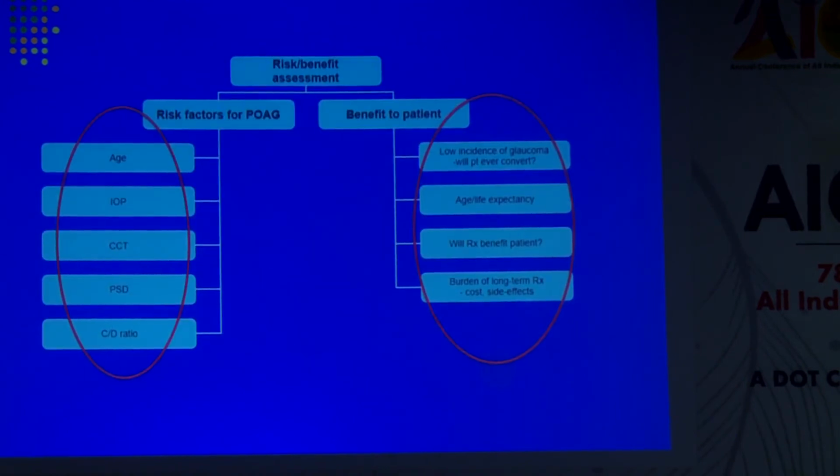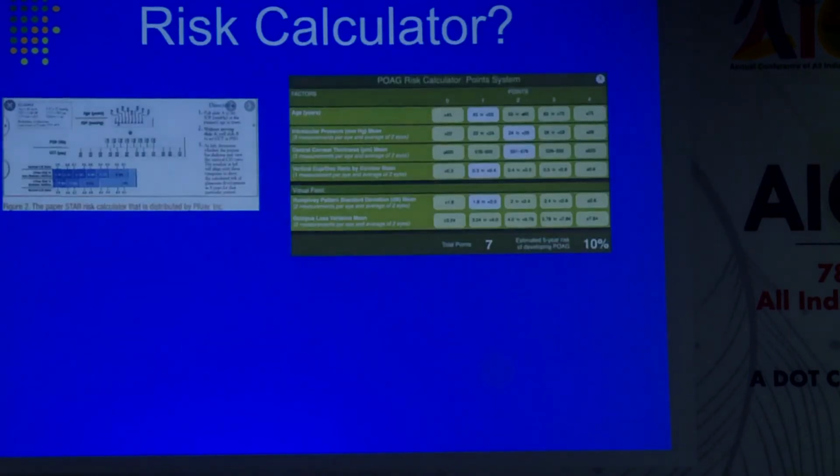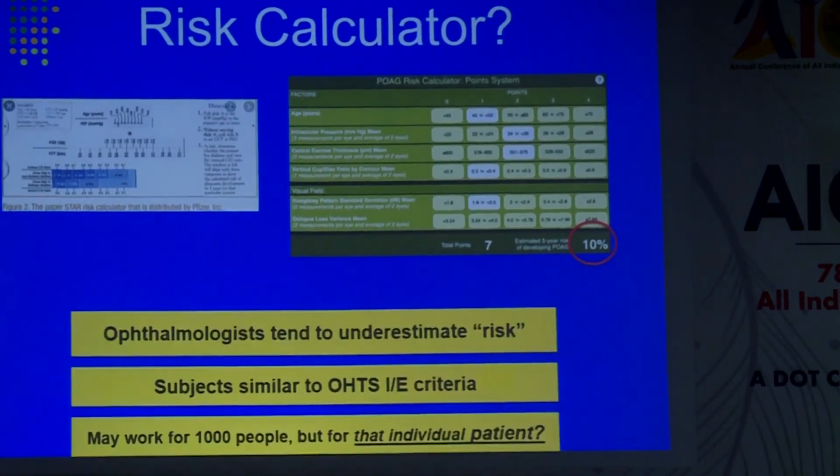Compare the risk factors to the other side, the benefit to the patient. Because of the low incidence of glaucoma, the age and the life expectancy, consider whether treatment is actually benefiting the patient and the burden of therapy, to take a final decision whether we need to treat that ocular hypertensive or not. There are risk calculators available in the market that will give you a certain amount of risk over a period of a few years. The amount of risk is somewhere around 10% there.